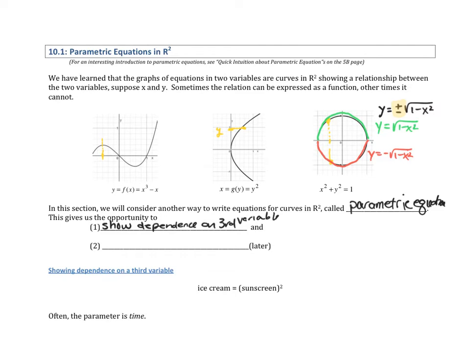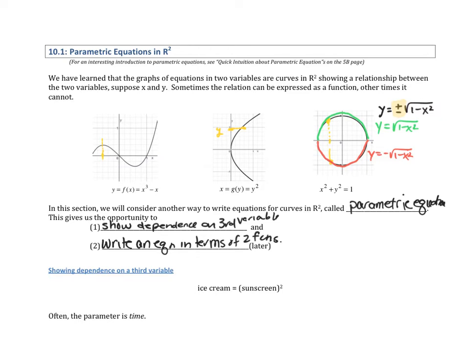And the second is to take something like this that's not a function, a single equation that's not a function, and write it in terms of individual equations that are functions. That doesn't sound very clear, I know. We'll get to that. So write an equation in terms of two functions. Again, that'll become more clear later.